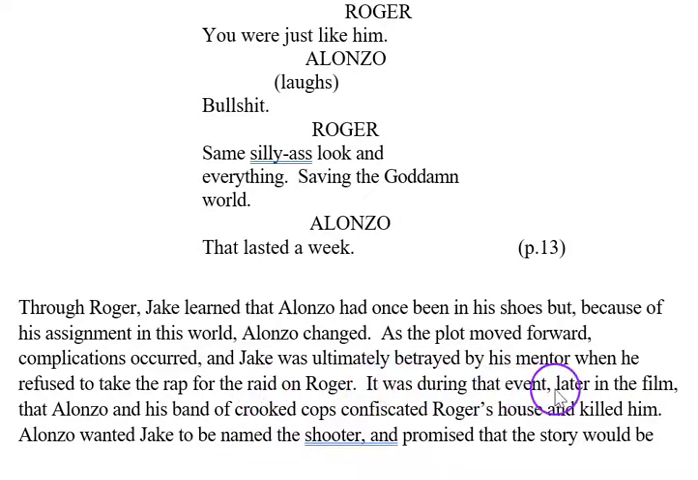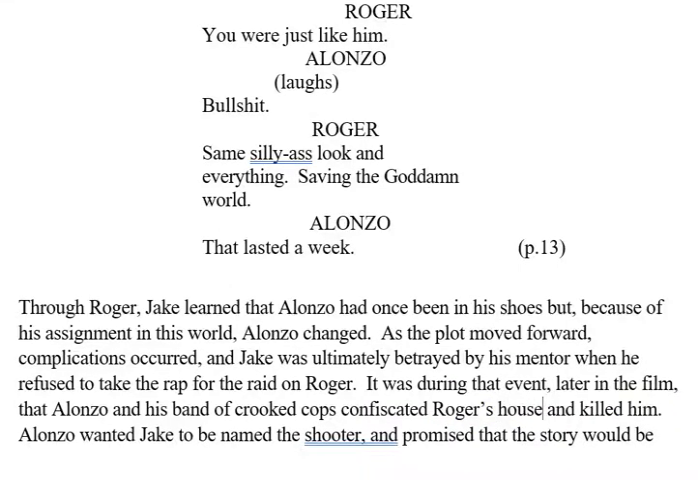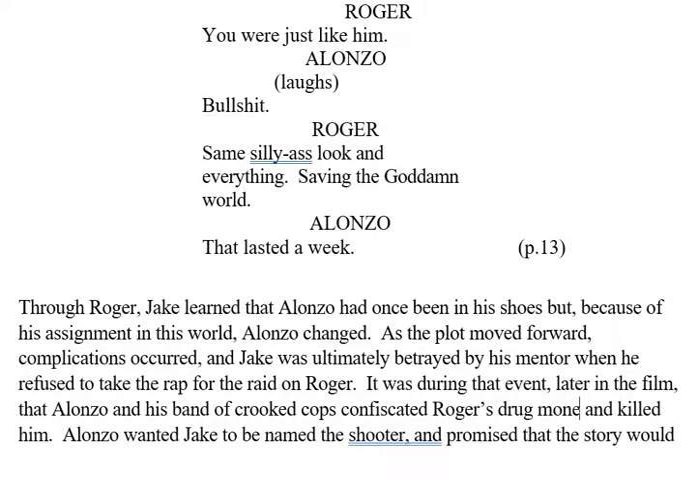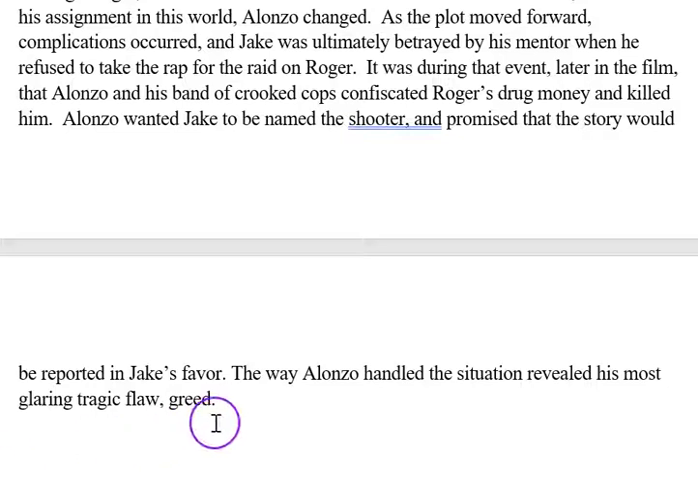It was during that event later in the film that Alonzo and his band of crooked cops confiscated Roger's house and money, and killed him. Alonzo wanted Jake to be named the shooter and promised that the story would be reported in Jake's favor. The way Alonzo handled the situation revealed his most glaring tragic flaw, greed.